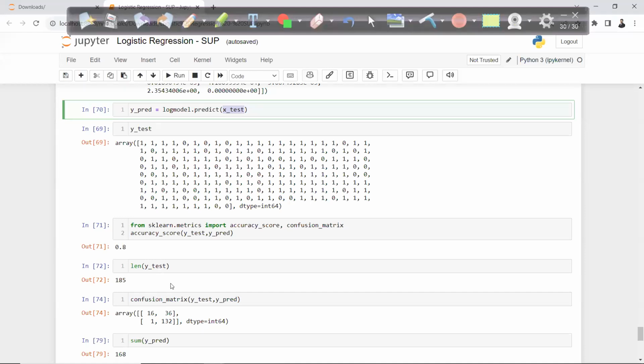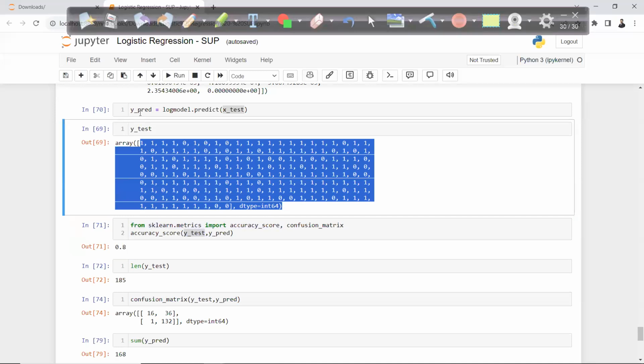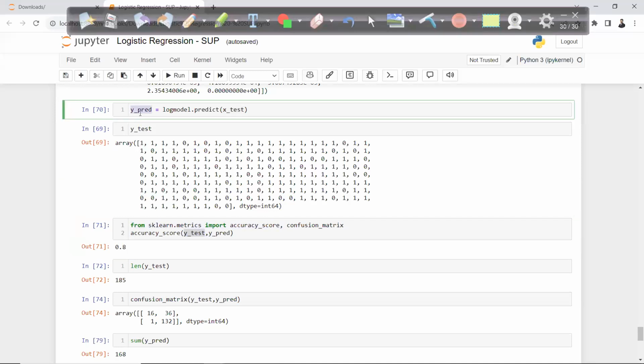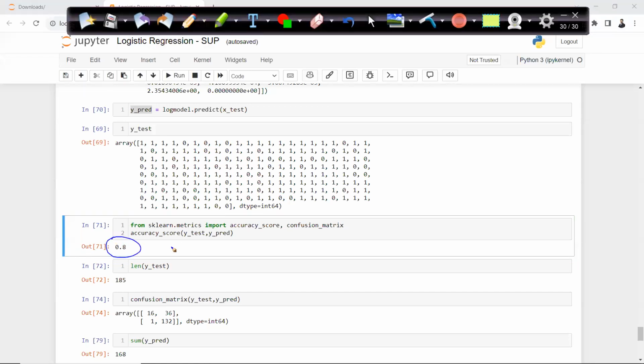I also have the actual data as well. The Y test is already there with me. This is my Y test, and the prediction is stored in the ypred. So I am going to use the test, which is the actual data, and pred, which is the predicted data. I am using the accuracy score, the performance metric. So accuracy score is coming out to be 80%. That means how many points are correctly classified upon total number of points. That is the accuracy score for you.